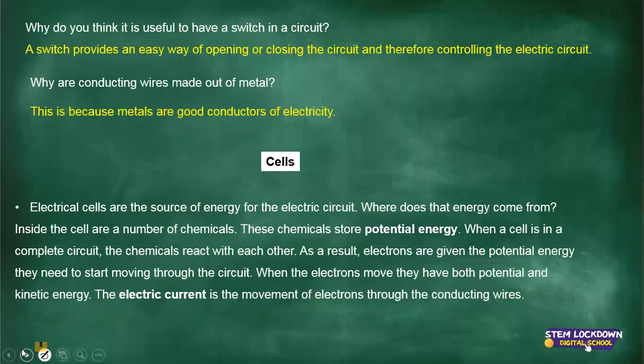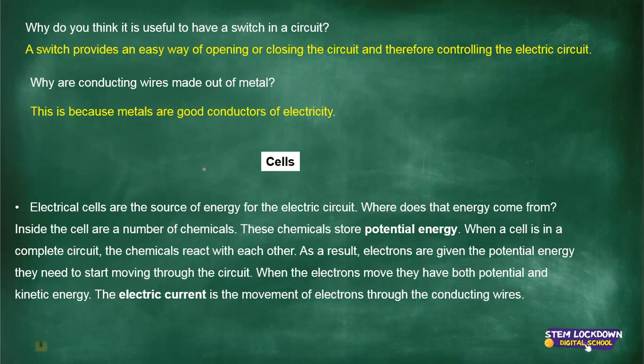So now, why do you think it is useful to have a switch in a circuit? It is to provide an easy way of opening or closing the circuit and therefore controlling the electric circuit. And then why are conducting wires made out of metal? The reason for that is because metal is a good conductor of electricity.